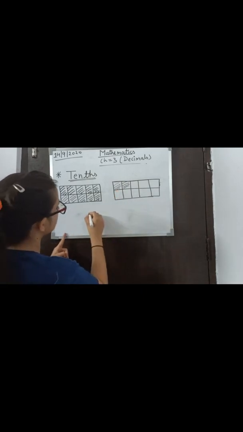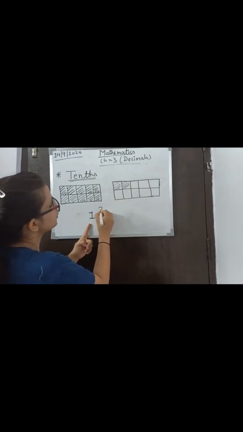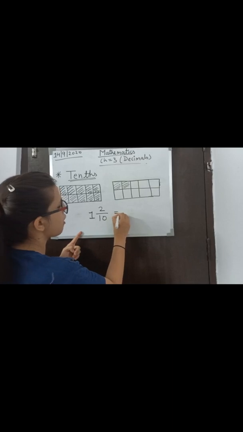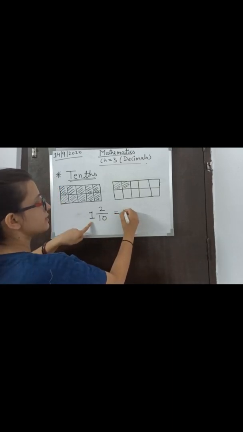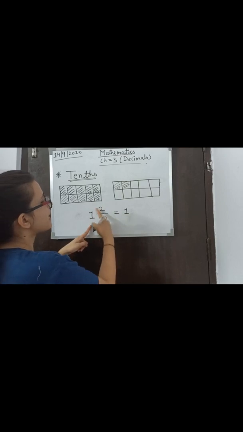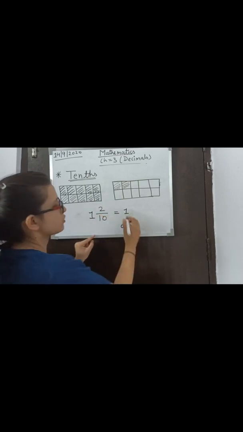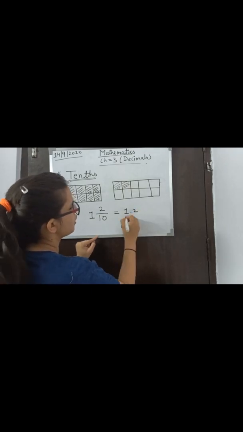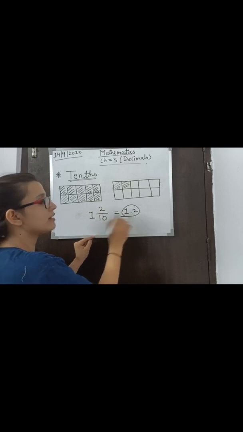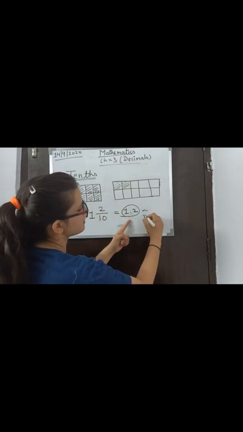Now we have one whole part and two shaded parts out of 10. So we will write this in fractional form as one whole part and two shaded parts out of 10. Or in decimal form we can write 1, which is the whole part, and 2/10 can be written as 0.2. So we can write this in this form also.